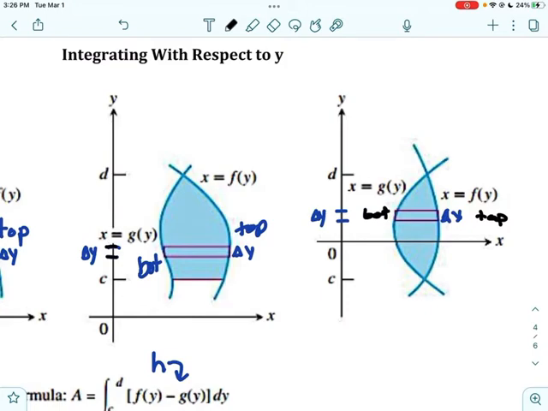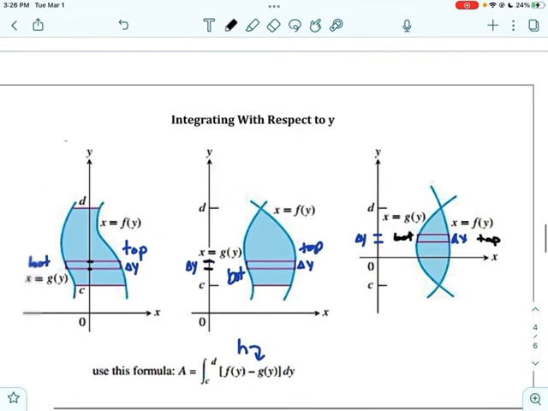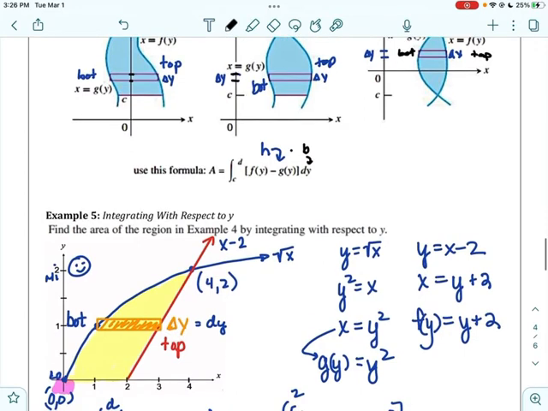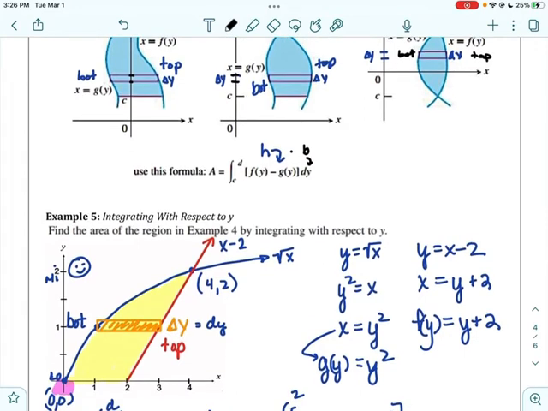So we have the f of y minus g of y. That gives us the height, and then of course we have the delta y would be the base or the width of each rectangle. So this one's a little bit different. We want to find the area of the same region. When you read these, I know I've got all this information, but we have our boundaries here.